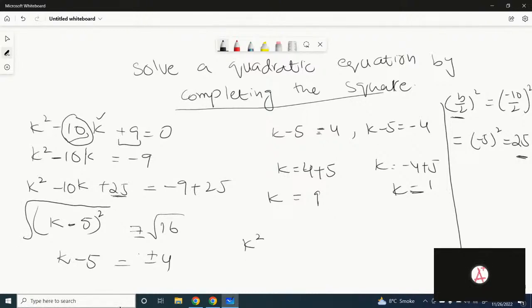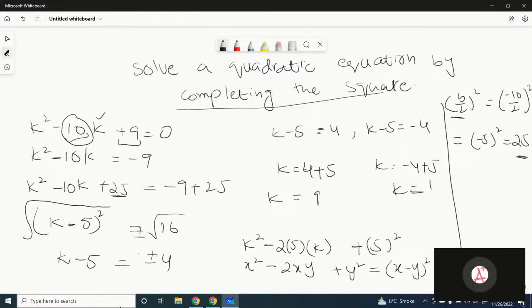This is k square. Negative 2 times 5 times k, and it would be plus 5 square. It would be x square minus 2xy plus y square, that is equal to x minus y whole square. You can compare. So here x is k and y is 5. It would be 2xy, so when you multiply them, they make negative 10k. So it would be k minus 5 whole square.